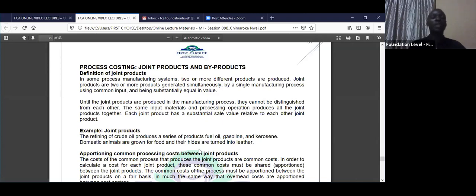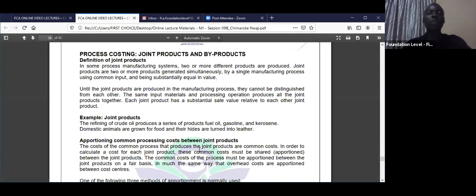Then you know domestic animals are grown for their food and their hides, and their hides are turned into leather. When they are alive, their flesh is still with them. So at the time you are killing them and extracting the skin for hides into leather, and taking the other part for food, that is where you are splitting them off.